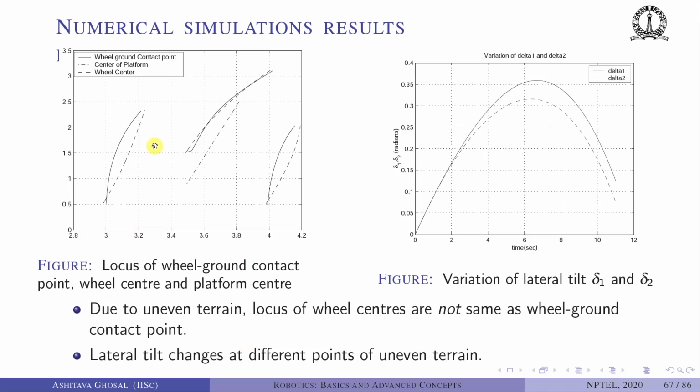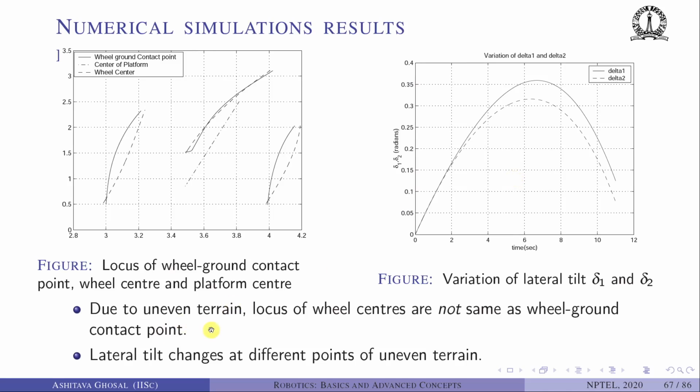Again, we can plot the wheel ground contact point, which is the dark line, the center of the platform, which is the dot-dash line seen here, and the wheel center. For the three wheels, this is one wheel, this is another wheel, this is the front wheel, and this is the platform center. You can plot the trajectory of all these points. Likewise, you can find the plot of delta 1 and delta 2, which are the lateral tilts.